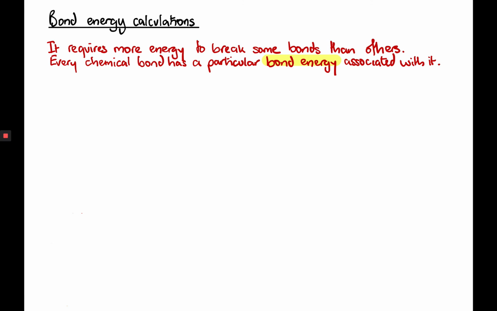So now we're going on to bond energy calculations. So the thing is, not all bonds are equal, right? It's not the same amount of energy to break every type of bond. So every chemical bond has a particular bond energy associated with it. So some are easy to break, some are hard to break, and we can give them actual values. So here are just three different types of bonds. We've got hydrogen-hydrogen bond, we've got chlorine-chlorine bond, and we've got hydrogen and chlorine bond.